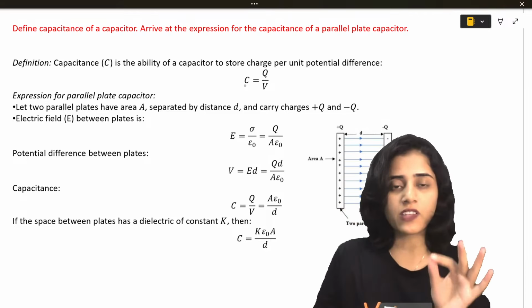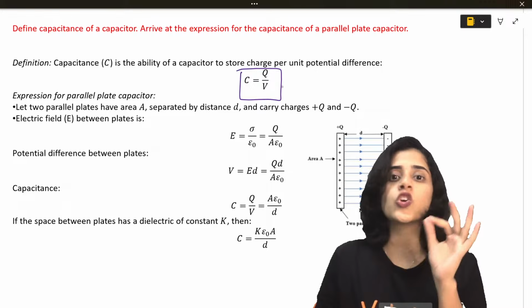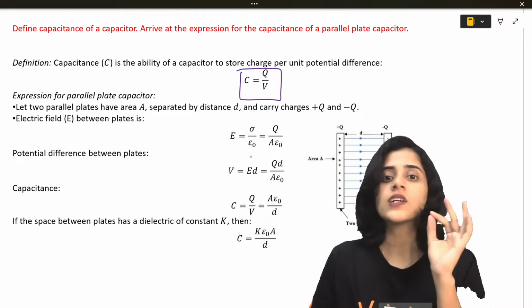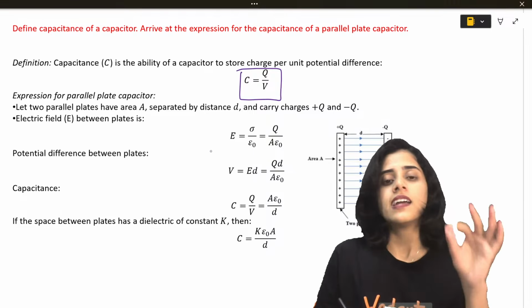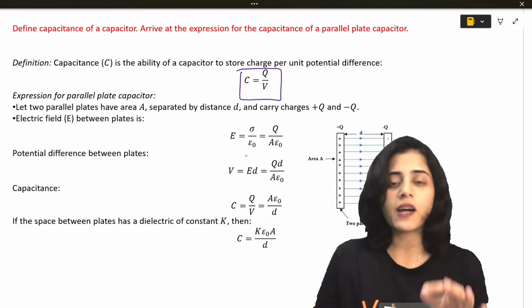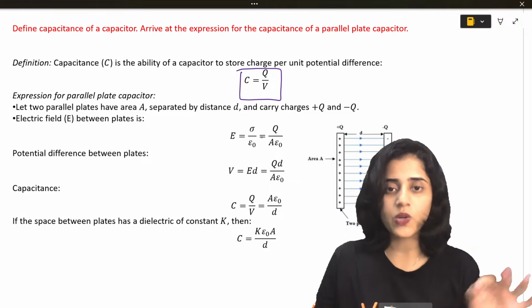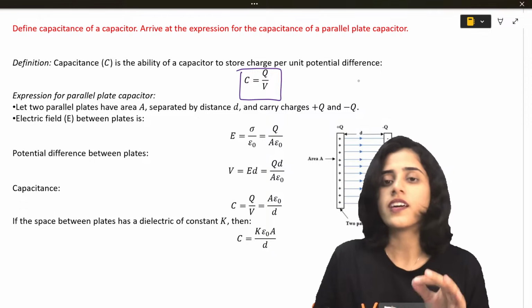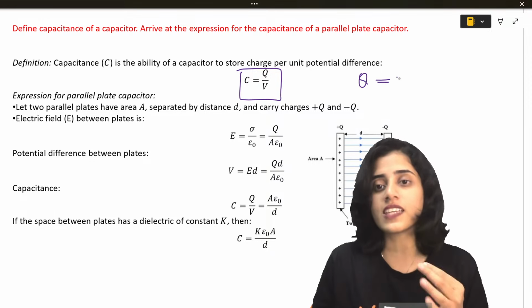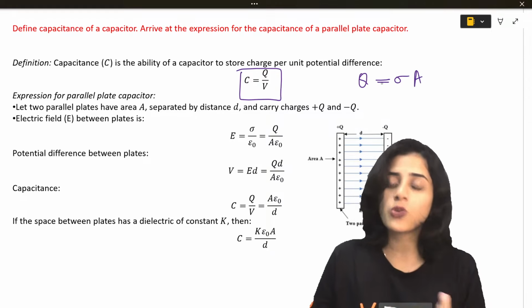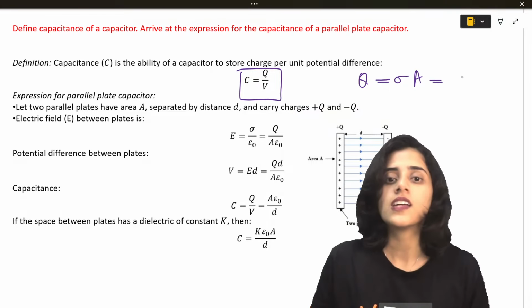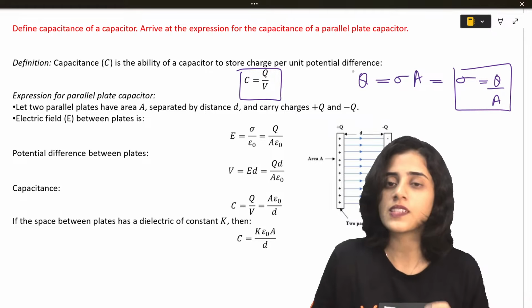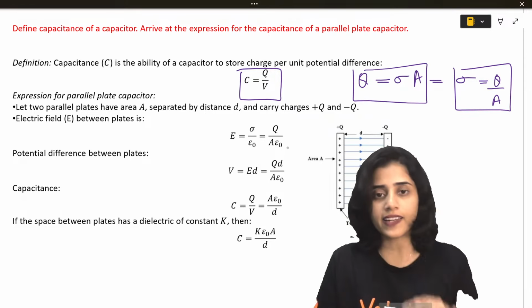So we will start with the formula. Capacitance is Q by V. Now, E is equal to sigma by epsilon naught. Which is equal to what? Q by A into epsilon naught. Remember, in the previous derivation, I said Q is sigma A. That you can use here. So here, sigma will be Q by A. Same thing I'm using here. Sigma, I'll write it as Q by A.